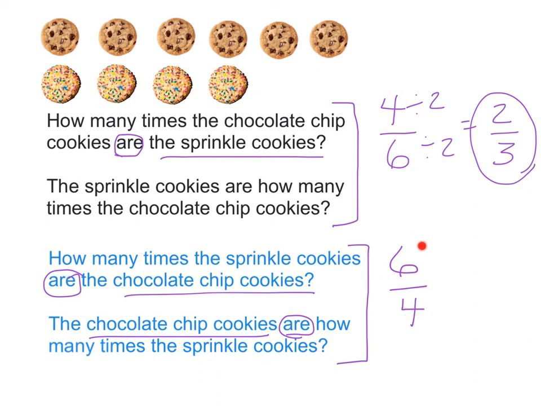And 6/4 is more than 1 because 4/4 would be 1, so 6 out of 4 is bigger than 1. And if I reduce that, I can divide both of those by 2, and this time I have that the chocolate chip cookies are 3/2 times the sprinkle cookies, or if I made that a mixed number, that's the same as 1.5 times, which makes sense because there's more chocolate chip cookies than sprinkles.